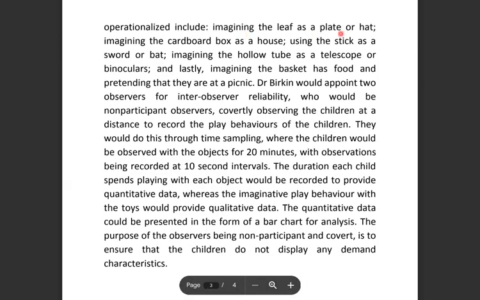imagining the leaf as a plate or hat, imagining the cardboard box as a house, using the stick as a sword or bat, imagining the hollow tube as a telescope or binoculars, and lastly, imagining the basket has food and pretending that they are at a picnic. All right. Again, this is where my creativity comes in. You guys can come up with whatever answer you want.